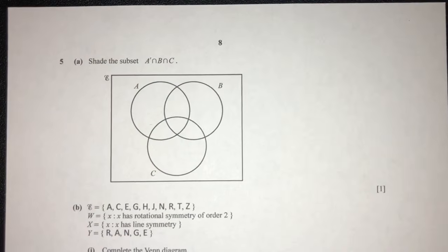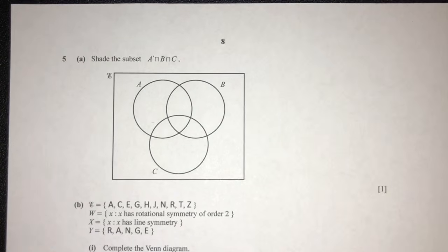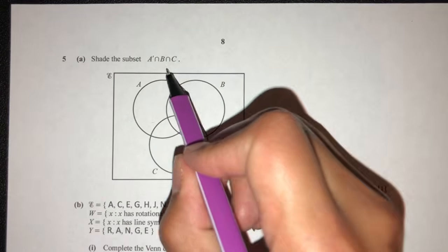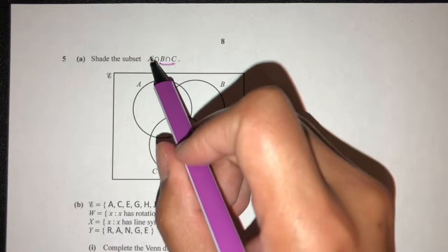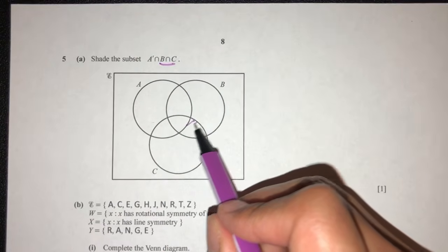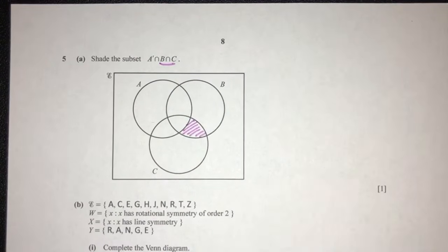Now let's move on to question number 5. Here we have to shade the subset A prime intersecting B and C. Let's do this one first. What is B and C? B and C will be this one, right? A prime will be outside of A, so they will meet right here. This will be the set you have to shade.